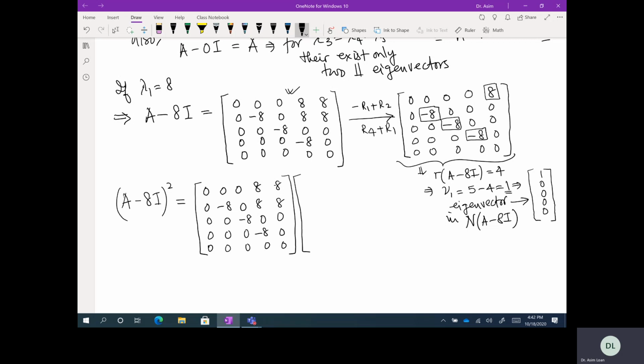Multiply by the same matrix. So 1, 2, 3, 8, 8. 0, minus 8, 0, 8, 8. This is a straightforward procedure, but it's just time consuming. So you just have to be patient and pray that you don't mess up with the calculations. 0, 0, minus 8, 0, 0, 0, 0, 0, 0.